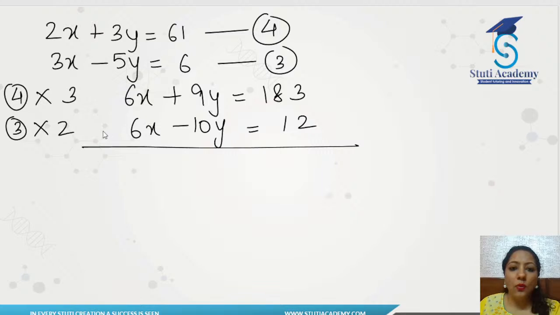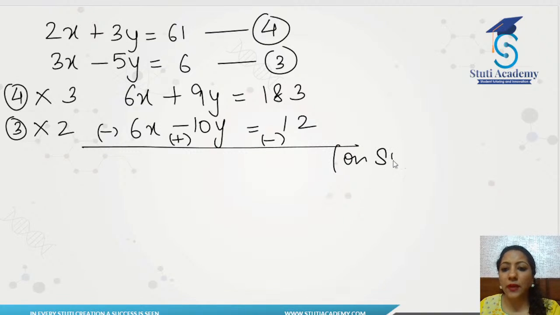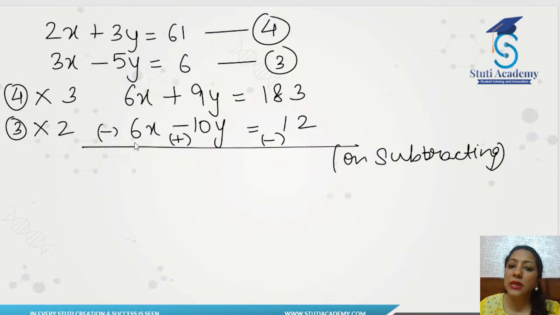Now we'll take this minus, plus and minus. Just see what I've done here. I'm subtracting here because I want the signs to get reversed. If the signs get reversed, then only these terms will get cancelled. Otherwise, they will add and we will get 12x. So we'll retain the x term here. We don't want that. We want to eliminate the x term. So we'll cancel out this. We will get 19y, and 183 minus 12 will give us 171.